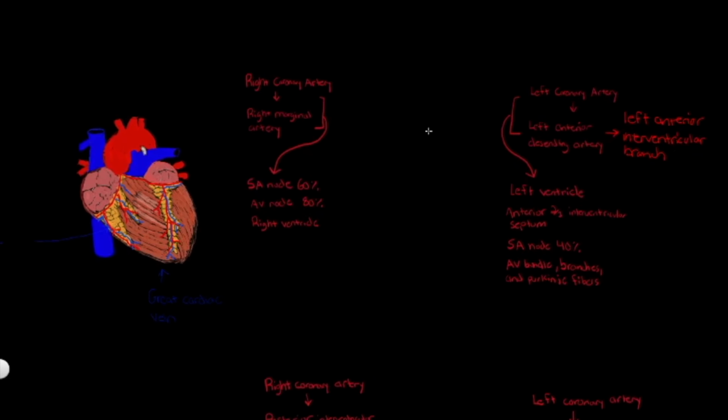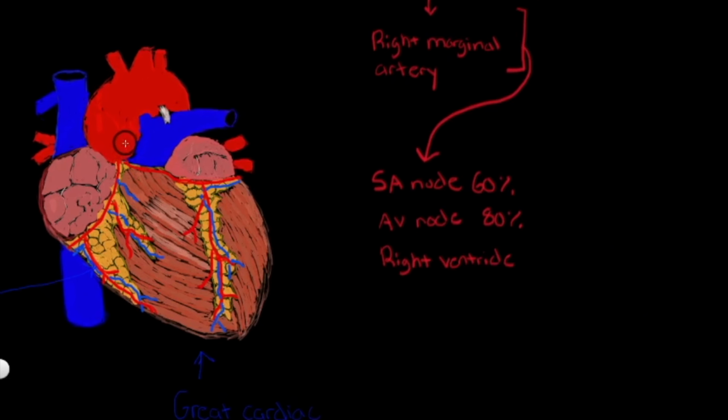Alright, so now we're going to go ahead and talk about the left coronary artery. And again, the left coronary artery here comes off of the aorta, and then it branches into two main arteries. The first main artery that it branches into is called the left anterior descending artery, and this is this artery coming down right here. So the left anterior descending artery supplies blood to the anterior portion of the interventricular septum, which is consisting of the left ventricle and the right ventricle.